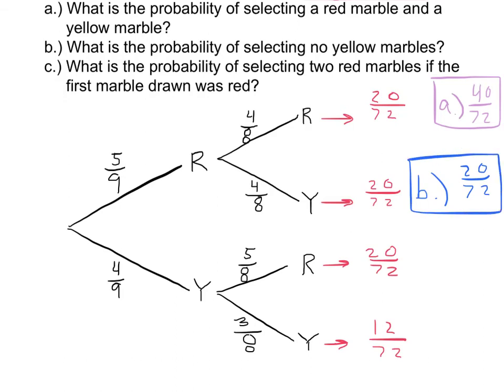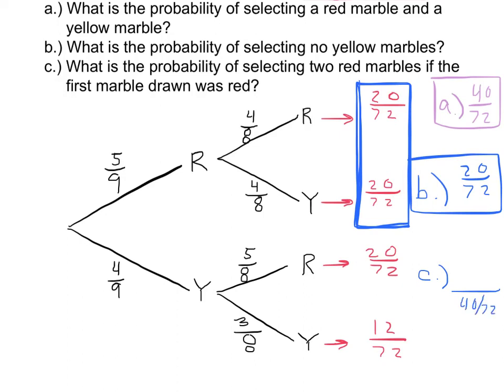Part C, what is the probability of selecting 2 red marbles if the first marble drawn was red? Okay, so now this is one of those given problems. It says if the first marble was red. So if the first marble was red, where am I restricting my sample space to? I'm restricting my sample space to this section right here. This is the section that we're looking at, where the first marble drawn was red. So on the bottom, I'm going to have 40 out of 72.